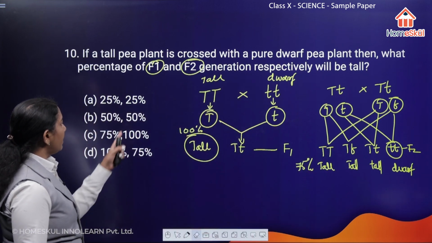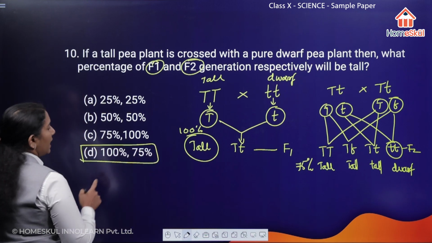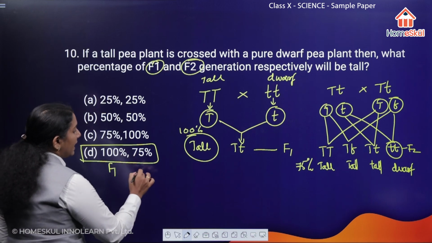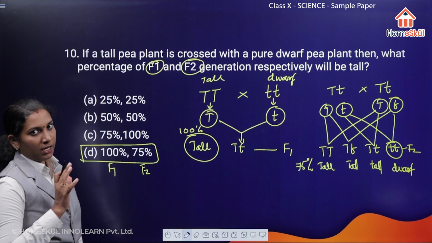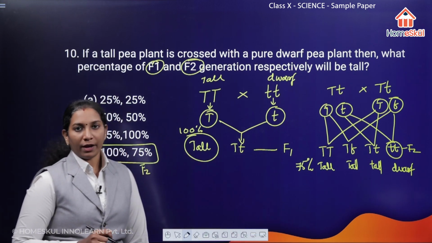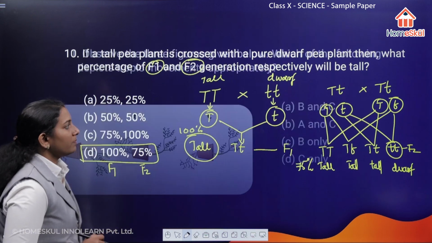So, the options are given here. From this, you can choose option D as the correct one. In F1 generation, we'll get 100% tall characters. In F2 generation, you'll get only 75% of tall character. Only 25% will remain dwarf in F2 generation, right. So, this will be the answer.